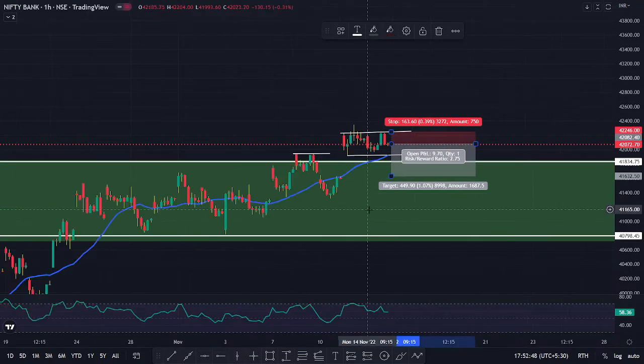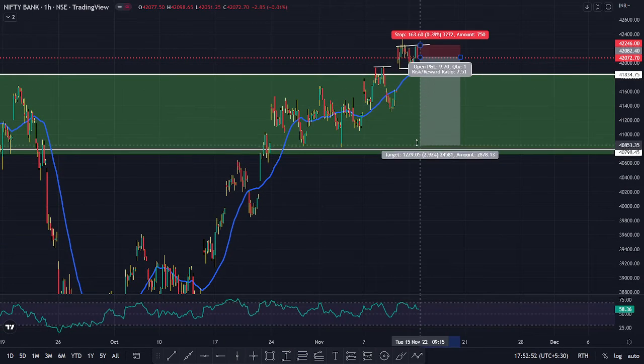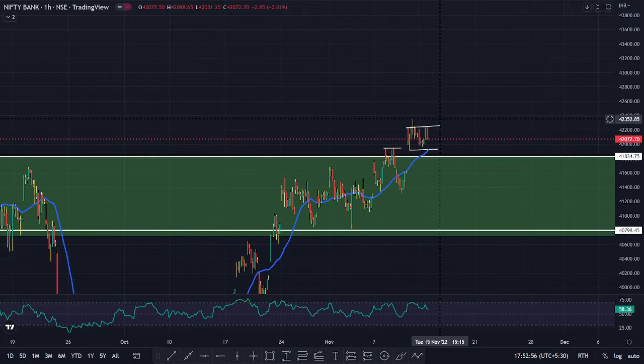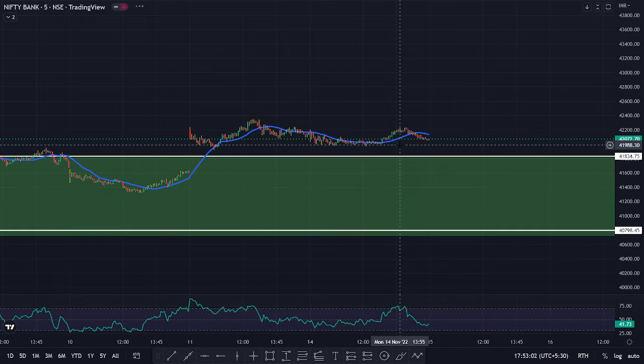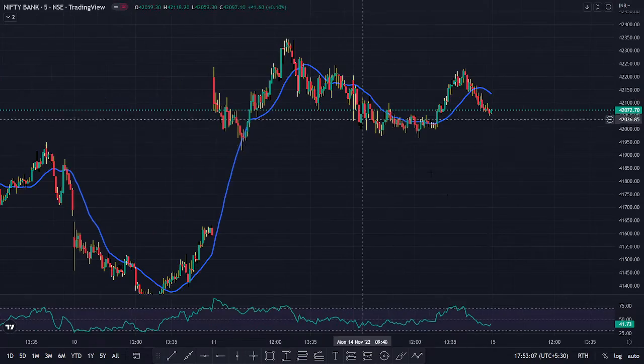In the longer term picture, I expect the market to go to here, a 1,000 point movement. So this is what possibly will be happening in Bank Nifty. And moving on to the 5 minute chart. On the 5 minute chart, we just remove everything. The 5 minute chart is a major deal here.